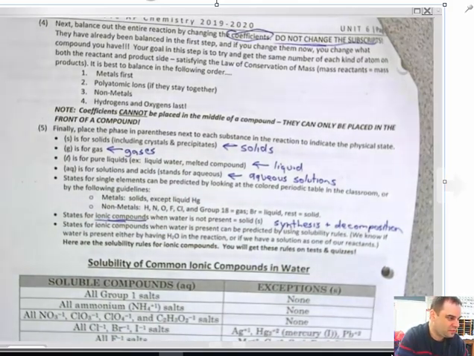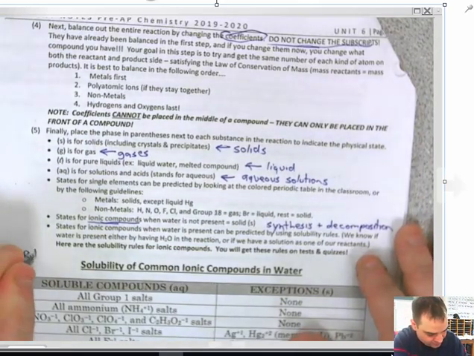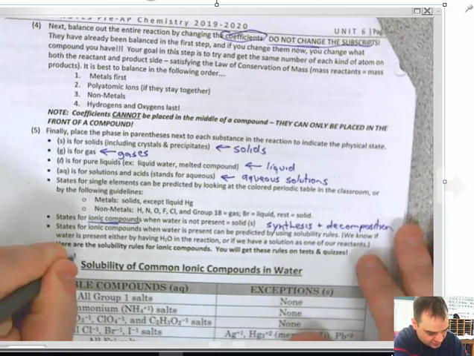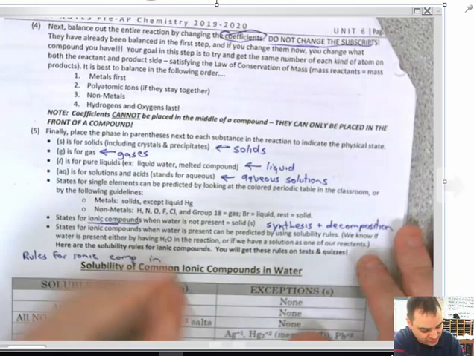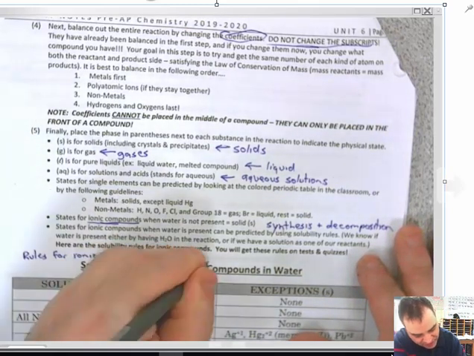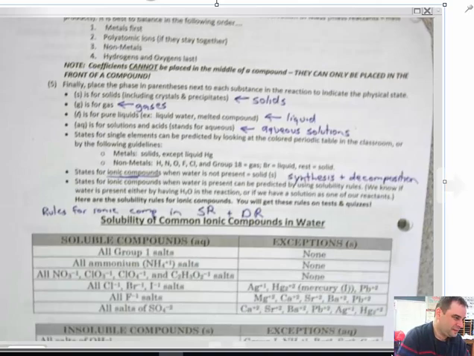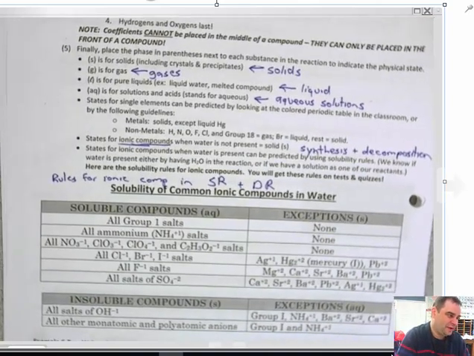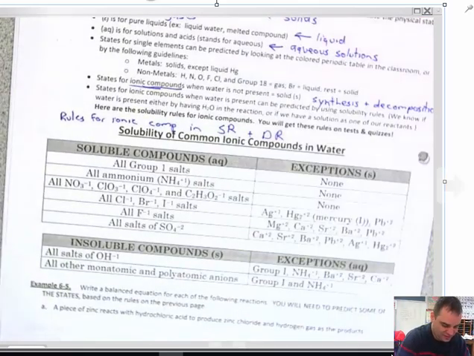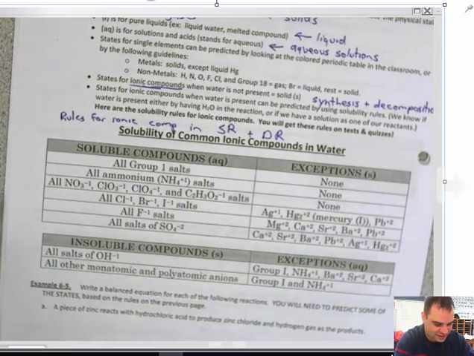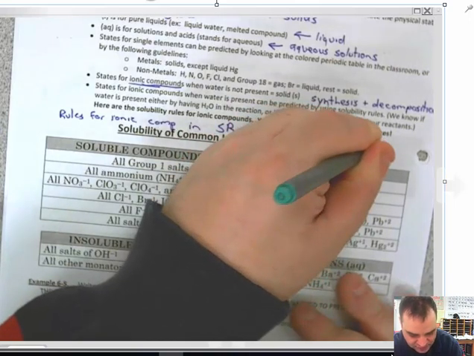For ionic compounds, when water is present, you have to use the solubility rules. So you use these rules. These are rules for ionic compounds in single replacement reactions and double replacement reactions, which you will see eventually. Basically, you have to find the right square for your compound. That's how this works. Now remember, ionic compounds have a metal and a nonmetal.